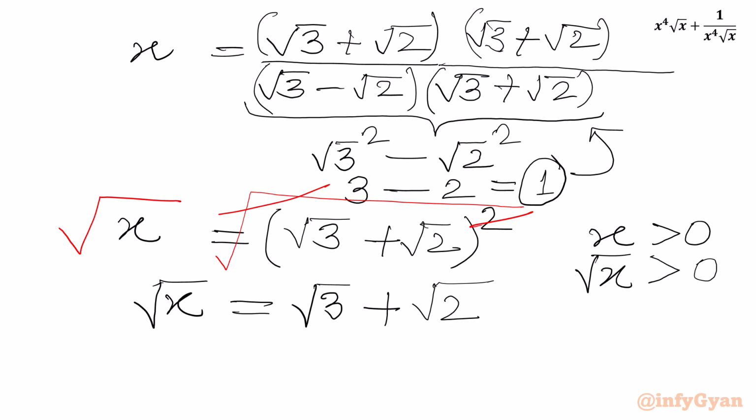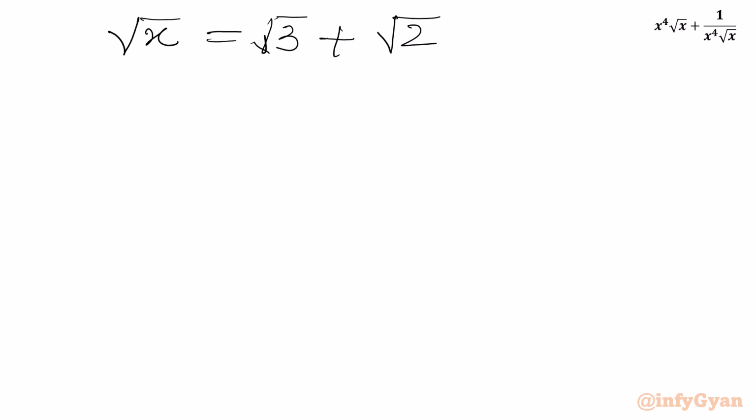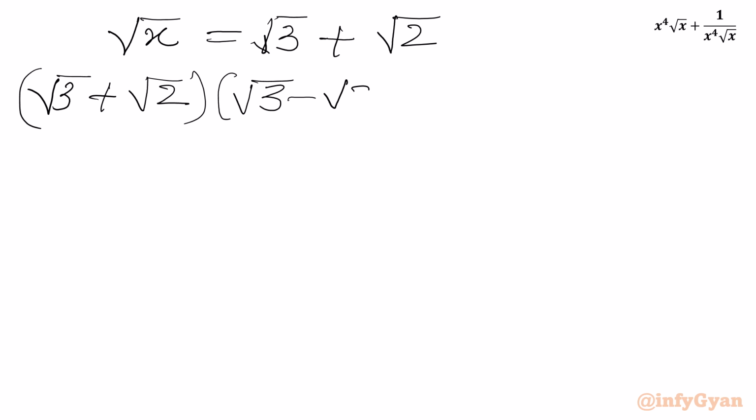Now let's calculate 1 over square root x also. So I will write square root x is square root 3 plus square root 2. So I will multiply first root 3 plus square root 2 with its conjugate, root 3 minus square root 2, a plus b times a minus b. This will come out root 3 square minus root 2 square, which is 1.